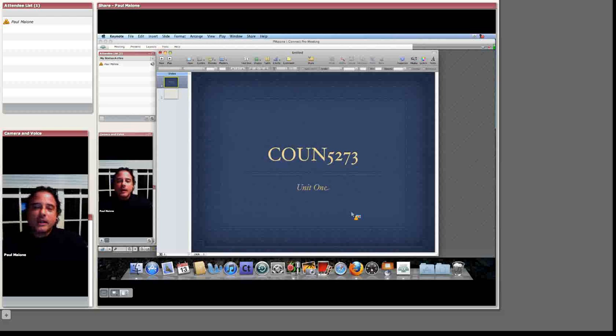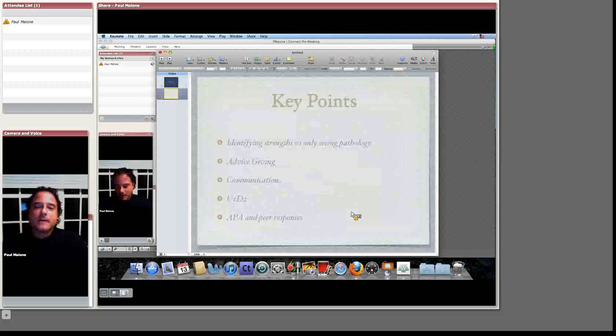So, Unit 1. In terms of identifying strengths, I enjoyed reading your postings on the movie and the characters this week. And as you can tell, it's a very different way to orient yourself when you're looking at strengths, especially in a clinical context.